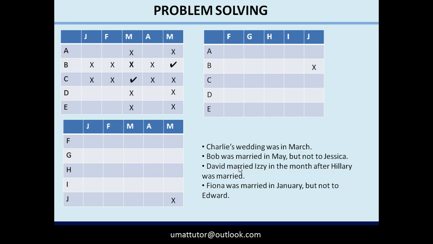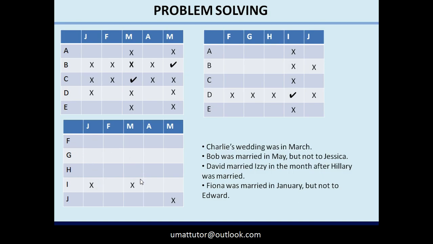So David married Izzy. So again, we can say that David married Izzy, therefore no one else did. And likewise, no one else did. We can also say that because David married Izzy in the month after Hillary, neither David nor Izzy could be married in January, because it needs to be after Hillary. So we can rule out those two in January with these two.